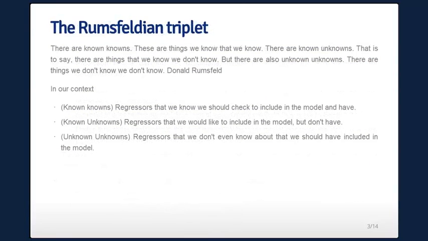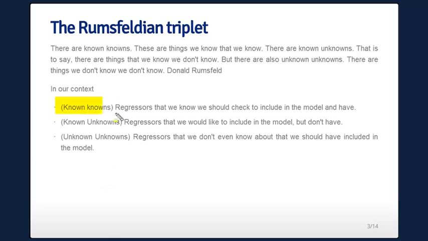So Donald Rumsfeld had this interesting, kind of infamous quote, and it goes like this. Donald Rumsfeld, a former Secretary of Defense of the U.S., said, there are known knowns. These are things that we know. There are known unknowns. That is to say, there are things that we know we don't know. But there are also unknown unknowns. There are things that we don't know that we don't know. It's an interesting quote that gets talked about a lot in statistics because it relates very well to what we think about.